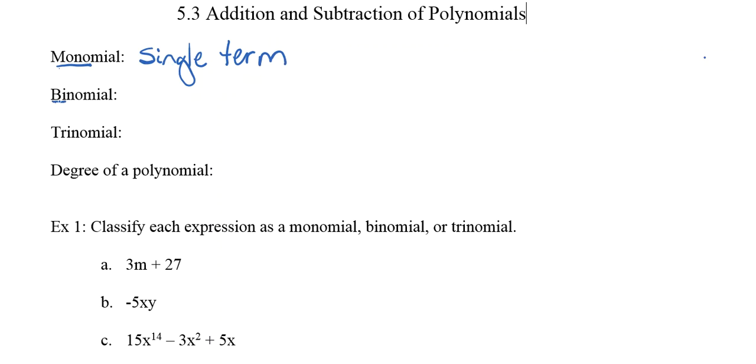A binomial, if you think of things like a bicycle, a binomial has two terms. And a tri, like a tricycle, has three terms. Now you might be asking yourself, how do you know where terms start and stop? Terms are separated by plus or minus signs.